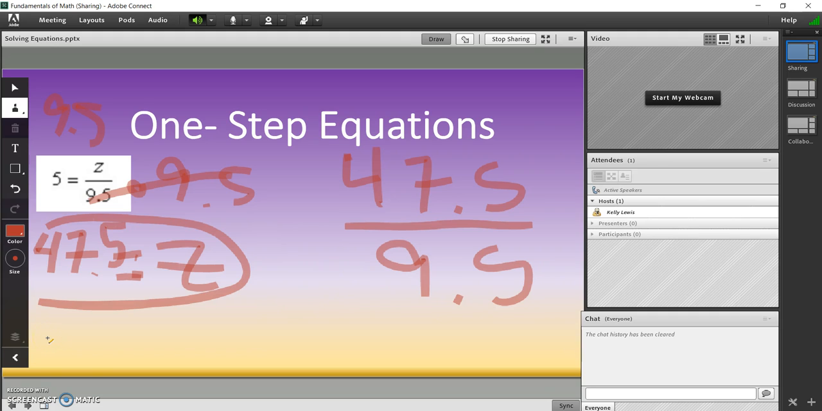All right, so these are just one-step equations. If something's being divided, you're going to multiply. If something's being multiplied, you're going to divide. If something's being added, you're going to subtract. If something's subtracted, you're going to add. You're going to use what's called opposite operations.